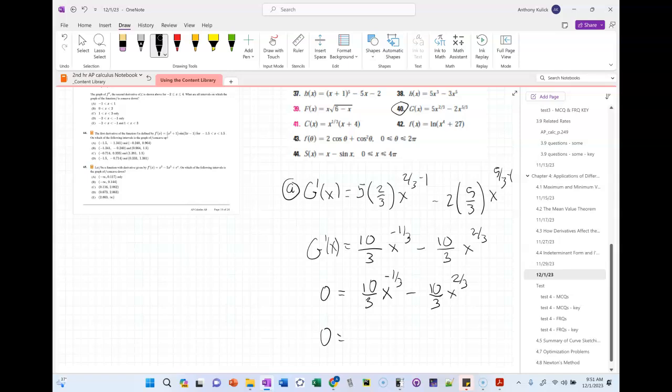Okay, great. What am I factoring out? Obviously, 10/3 can come out. x to the negative 1/3. So that becomes 1. And what does this next piece become then?